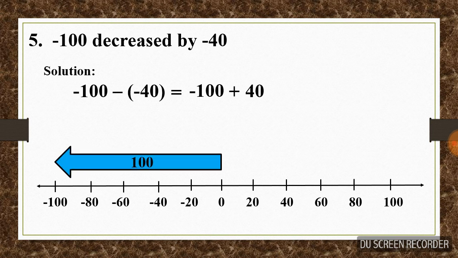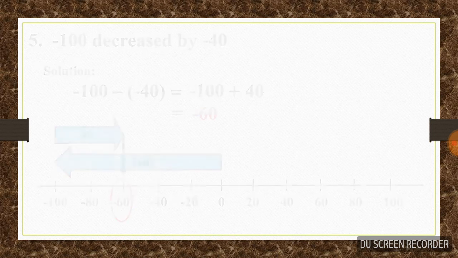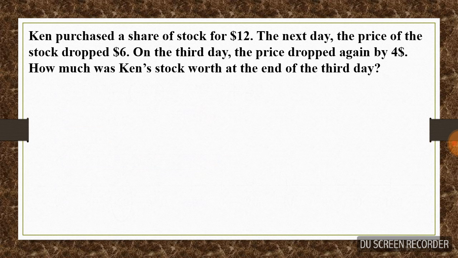Negative 100. Since 100 is negative, we'll move 100 times from 0 to the left. Plus 40. Since 40 is positive, we'll move 40 times from negative 100 to the right. Now negative 100 plus 40 is equals to negative 60. Now let's try to solve this word problem.